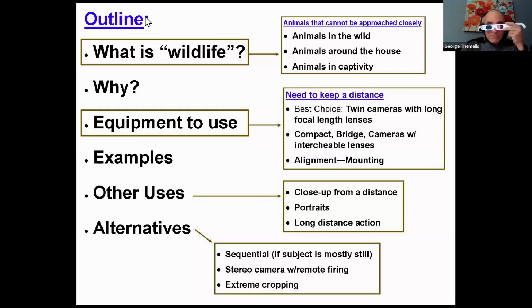And finally, if you really don't want to go that route, all it takes is, keep an open mind and use what you have, find the appropriate subject, and you can take some interesting pictures.